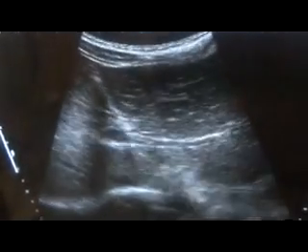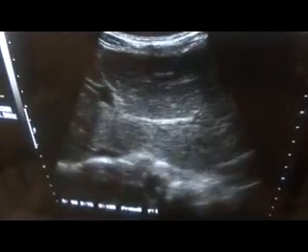Let's see the transverse section. This will be my angle. We have already studied this repeatedly, and here we see the branches from the ascending portion of the right and left portal vein.